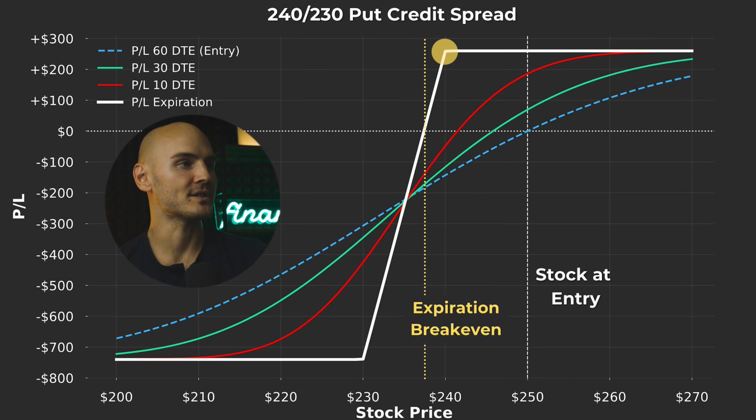So we can see our max profit is $260 when the stock price is above 240 at the time of expiration, and our maximum loss potential will occur if the stock price is below 230 at the time of expiration. So here we can see that it doesn't matter if the stock price goes to 230 or to 200 or to zero, our loss potential is limited to $740 for this specific position.